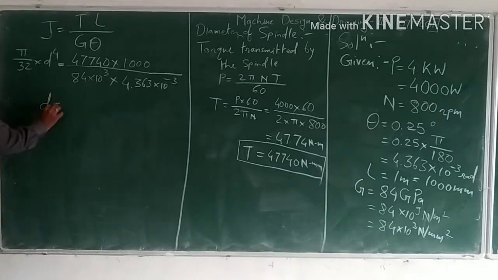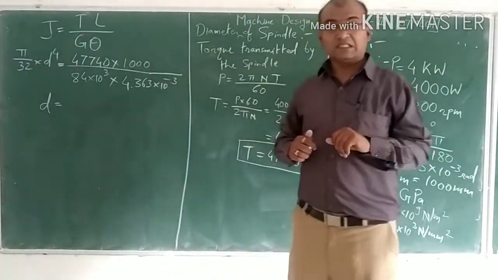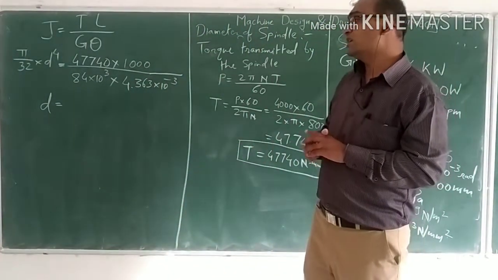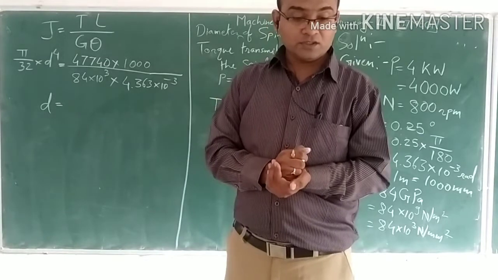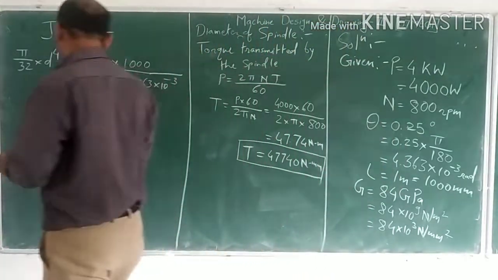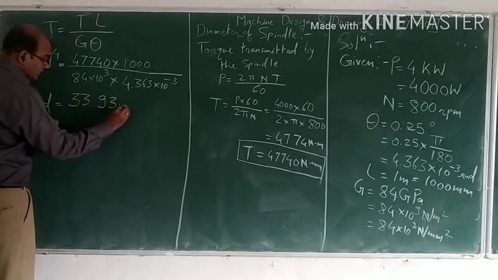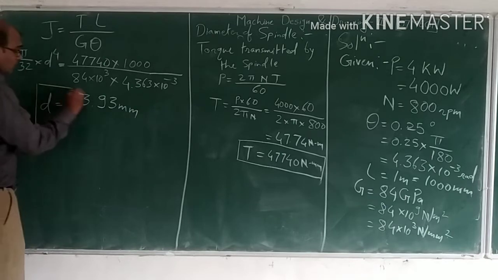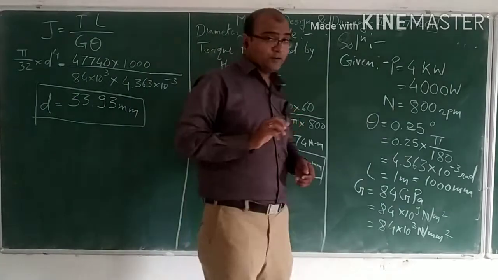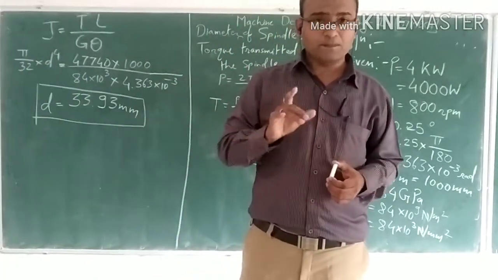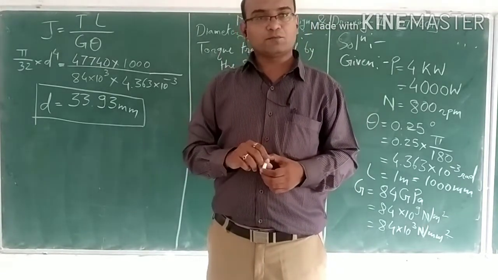So we are calculating in terms of d. After calculating this, it's 33.93 mm. So the diameter of the spindle is 33.93 mm.